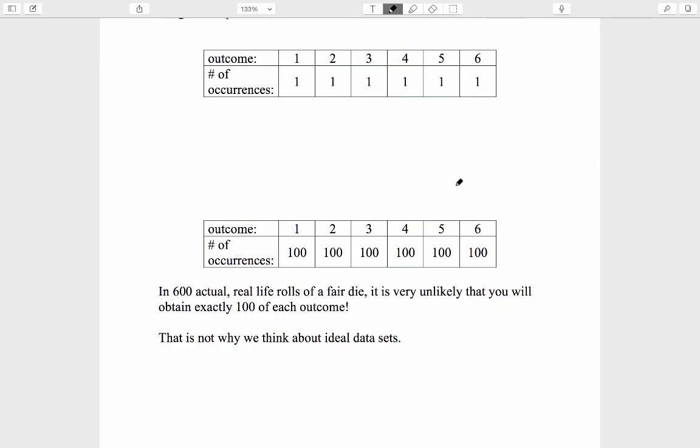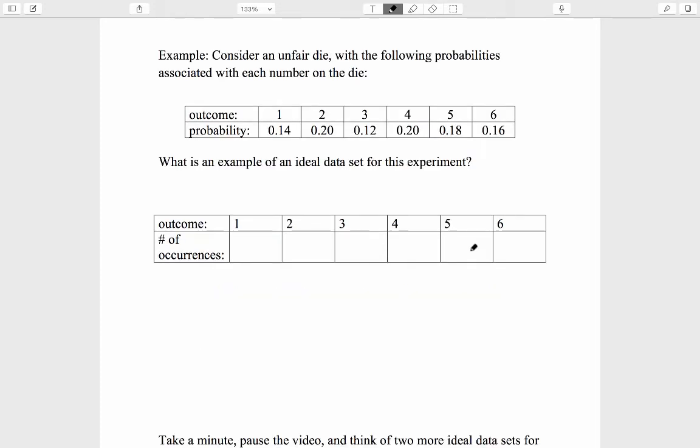So we will see that this approach of talking about ideal data sets gives us a very concrete way of thinking about an experiment. This is very convenient because we have rigged the experimental probabilities to equal the theoretical probabilities. To practice this idea, let's look at an example.